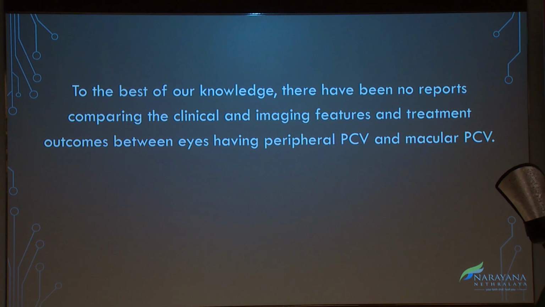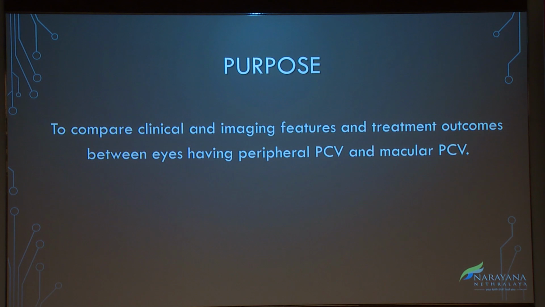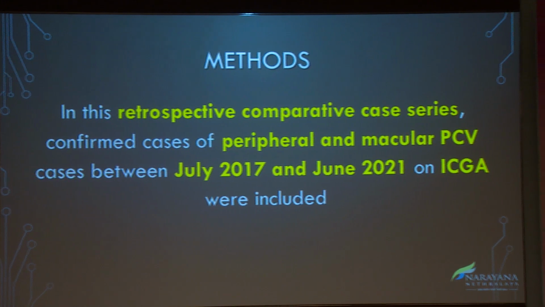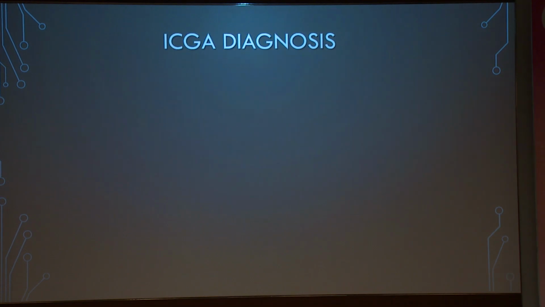Now, to the best of our knowledge, there have been no reports comparing the clinical, imaging and treatment outcomes between eyes having peripheral PCV and macular PCV. Hence, we did this study to compare clinical and imaging features and treatment outcomes between eyes having peripheral and macular PCV. Ours was a retrospective comparative case series with confirmed cases of peripheral and macular PCV on ICGA done between July 2017 and June 2021.